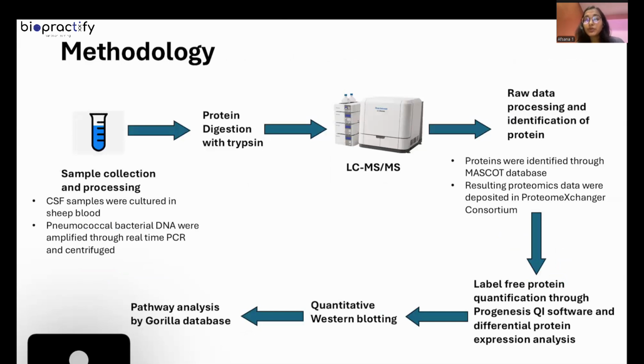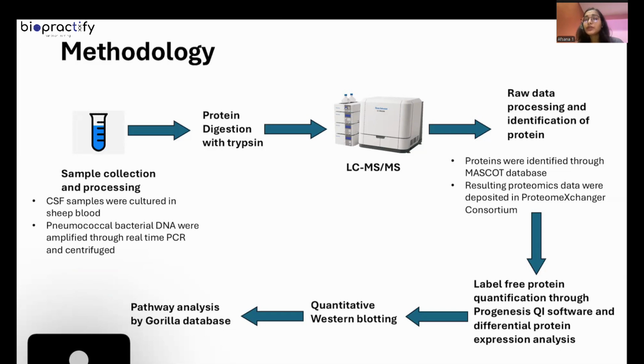The methodology was as follows. First, the samples were collected from the kids in an ethical way, and obviously the parents consented. The cerebrospinal fluid samples were cultured in sheep blood, and the DNA and proteins were collected with the help of PCR and centrifugation. Then the proteins were digested with trypsin and LC-MS was done. LC-MS is liquid chromatography mass spectrometry.